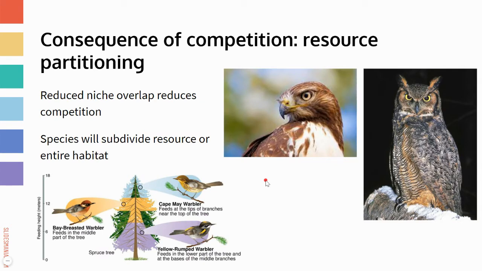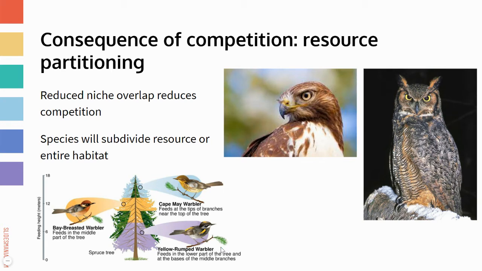So we have examples here down below of these warblers that are all in a spruce tree, and they're trying to eat the same kinds of food. And to stay out of their way, we have different species of these warblers that live in different parts of the tree. So one species is going to feed just at the top of the tree, one species is going to stay in the middle, and the other is going to be down at the bottom. So we could subdivide the resource in that way.